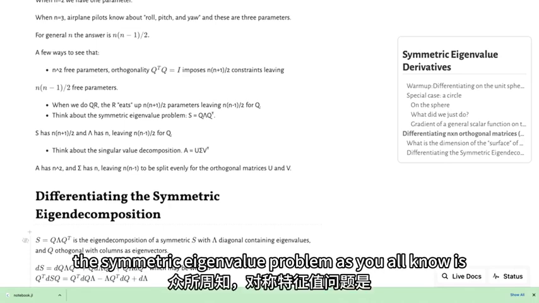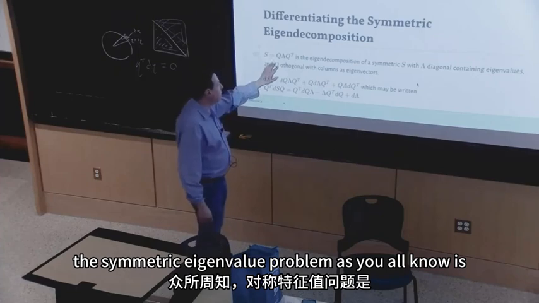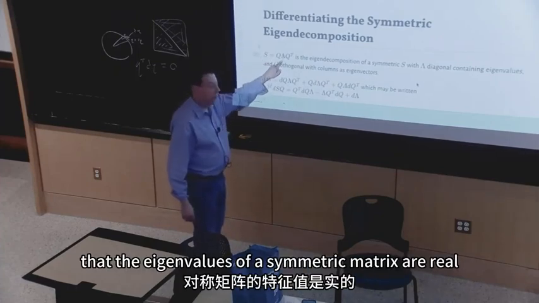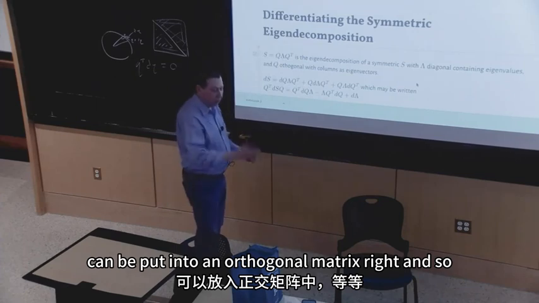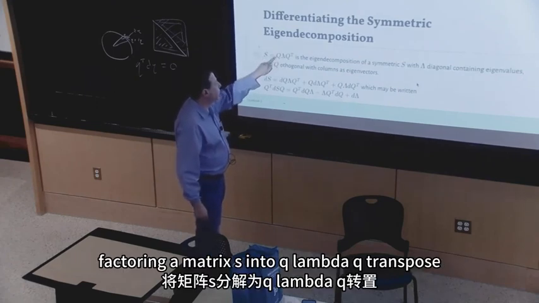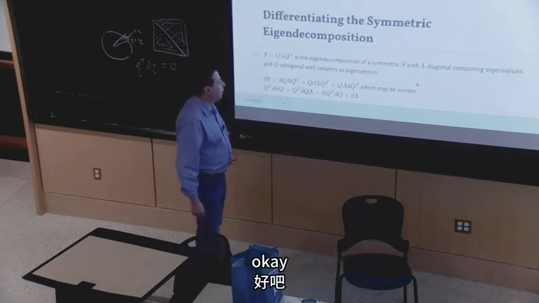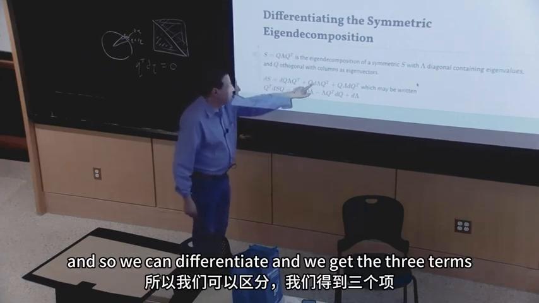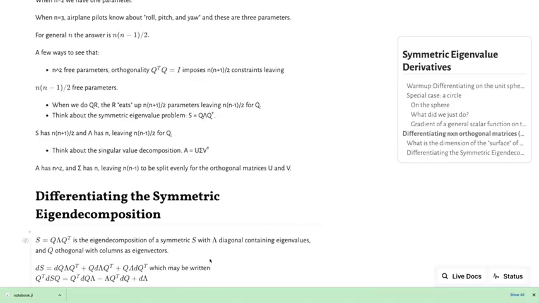The symmetric eigenvalue problem, as you all know: the eigenvalues of a symmetric matrix are real, and the eigenvectors can be put into an orthogonal matrix, right? So the symmetric eigenvalue problem can be written as factoring a matrix S into Q lambda Q transpose. And so we can differentiate, and we get the 3 terms. This is just the product rule.